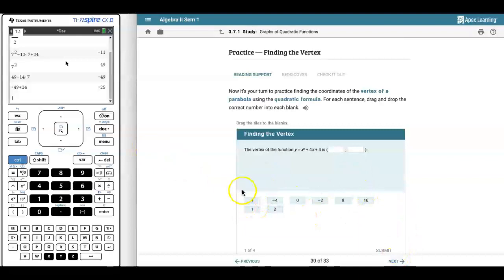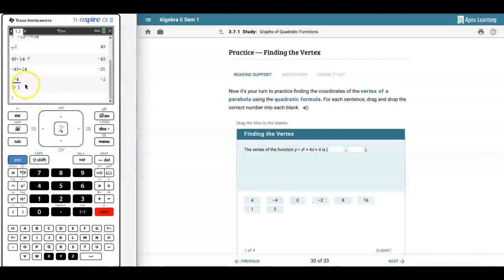So if we look at a couple of these, we can do a couple of problems together here. The vertex of the function, again, the vertex is negative b over 2a. So for this example, it would be negative 4 divided by 2 times our a value, which is 1, right? So our x value is going to be negative 2.